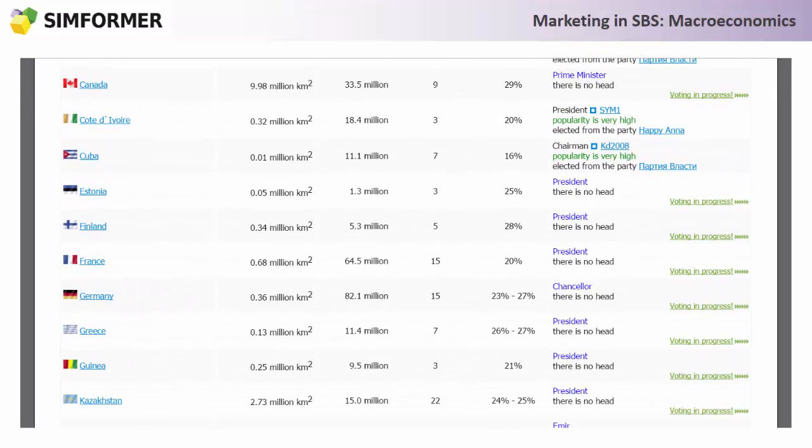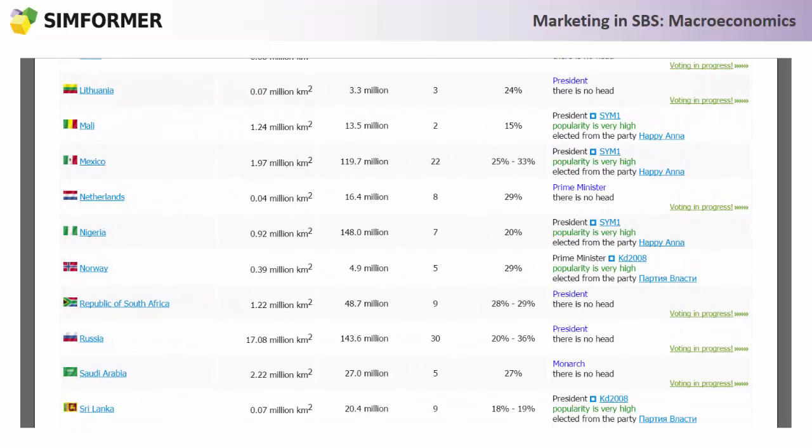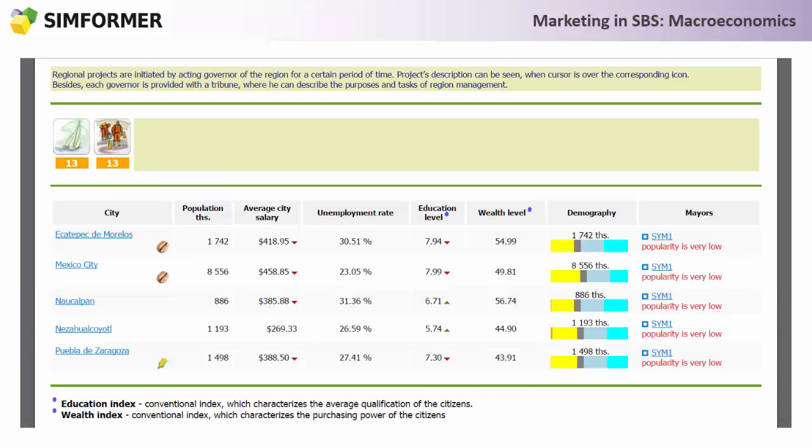Now, as you move on to the chosen country and you want to review what cities it has, you will end up in a city view where you can see the size of the city, the average city salary, unemployment rate, education level, and wealth level. One of the main things that are important for marketing is the size of the population of the city, as well as average city salary and wealth level, because these will show the buying power of this specific city.